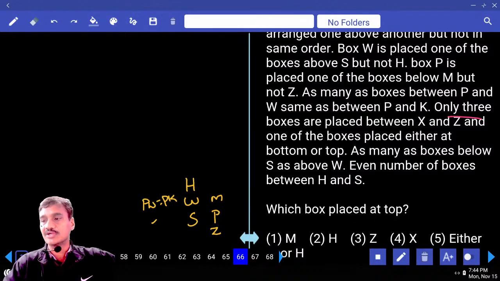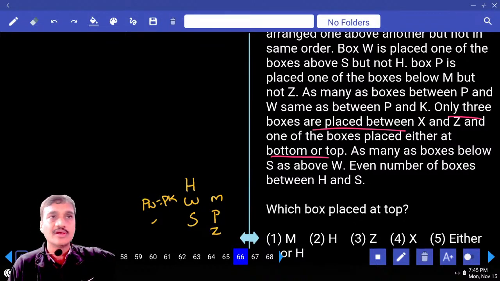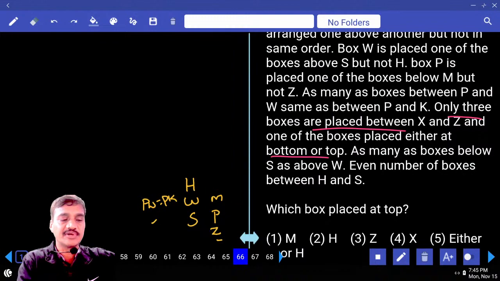And the next one, only 3 boxes are placed between X and Z. Now this is the crucial information we have. Only 3 boxes between X and Z, and one of the boxes is placed either at the bottom or at the top. One of the boxes means between these two. Between X and Z there must be 3 boxes. Now can Z be at the top? Can Z be at the top? No. Why? Because Z must be below this M and P. As Z is below this M and P, Z cannot be at the top. Hence, can you take Z at the bottom or not? Z at the bottom, this is one possibility.